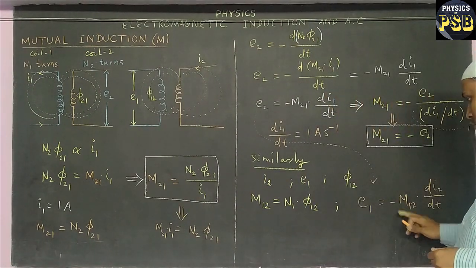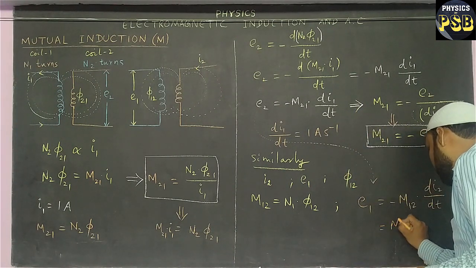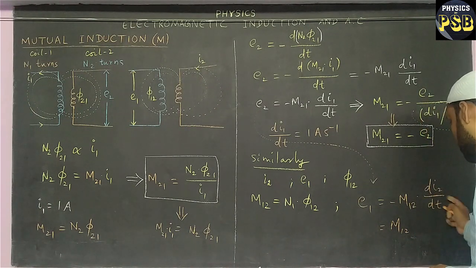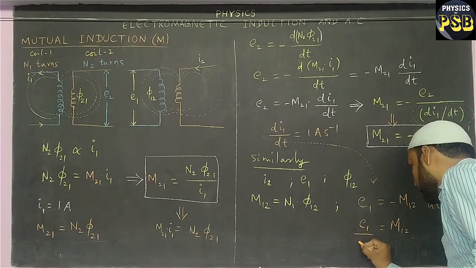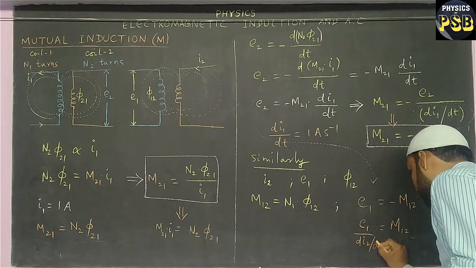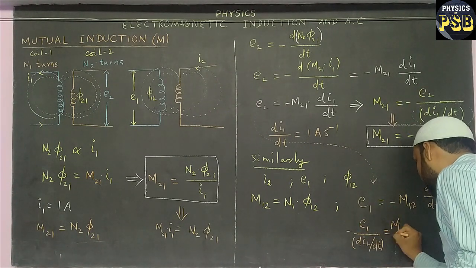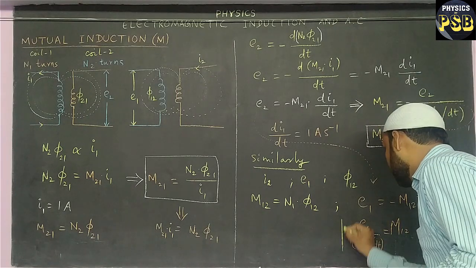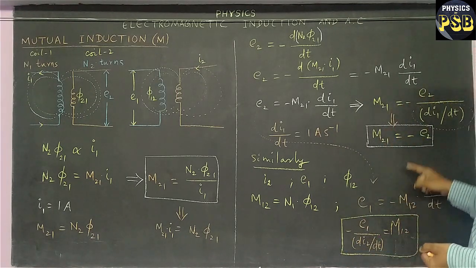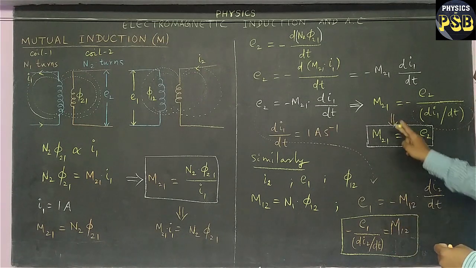Then the expression for M12 from this equation can be obtained by cross multiplication. That is equal to M12. This term goes to the other side, so it will divide, and along with this term, the minus sign will also come here. So we get this minus sign. This is the expression for M12. Now, it appears similar to this expression, but the only change is in the numbers. In the place of 1, we have 2. In the place of 2, we have 1.